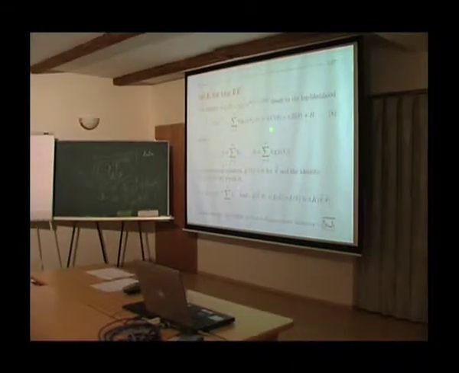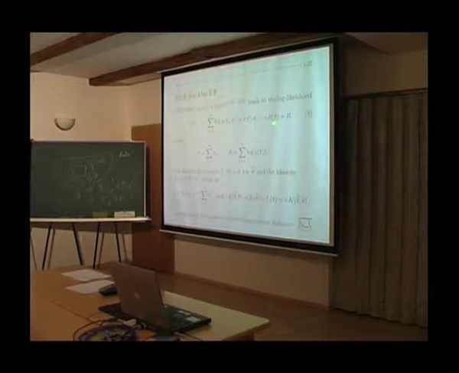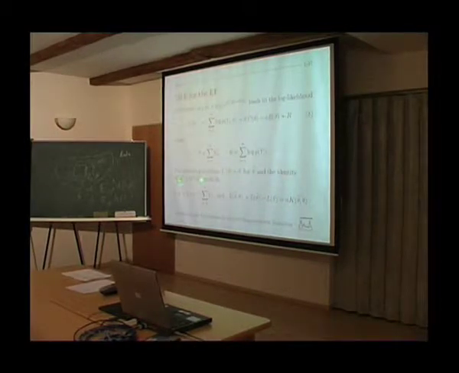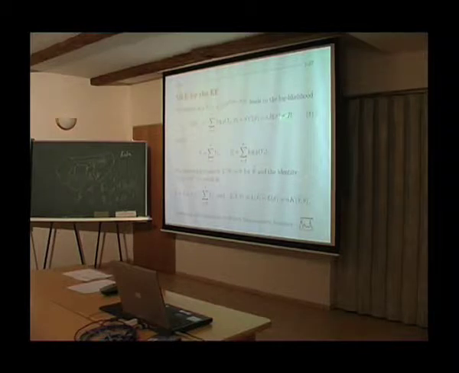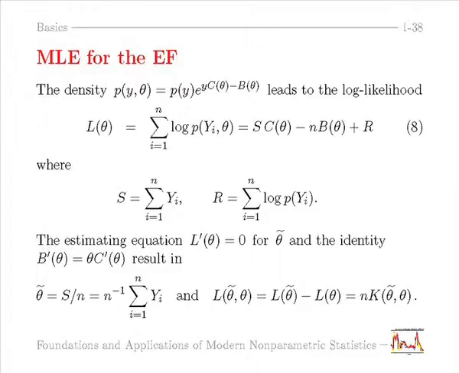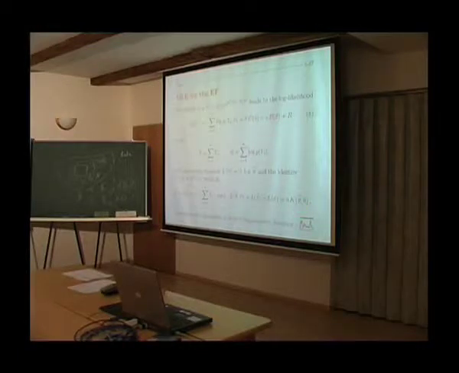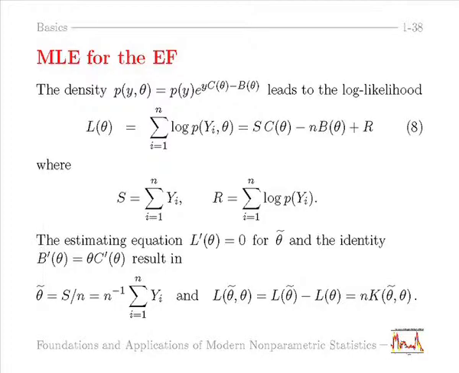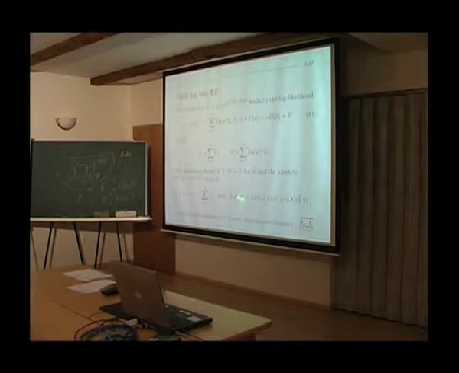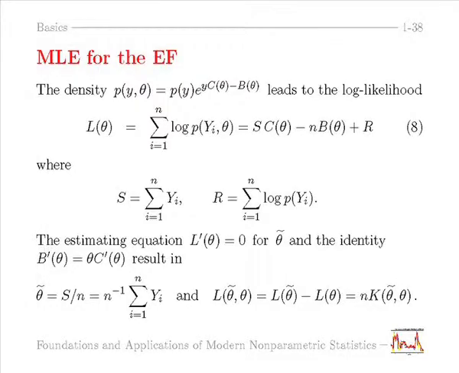And if you differentiate this equation with respect to theta and use this identity, then C prime theta will cancel, and you arrive at this identity. Okay? So this is the idea, and if you plug in this theta tilde in the likelihood, you get this identity. And this quantity, this deviation of the maximum likelihood over one particular value, is called fitted likelihood. And this fitted likelihood will be systematically used in our course.